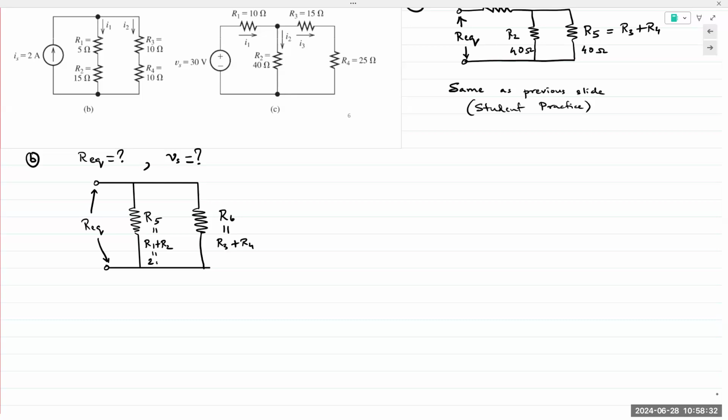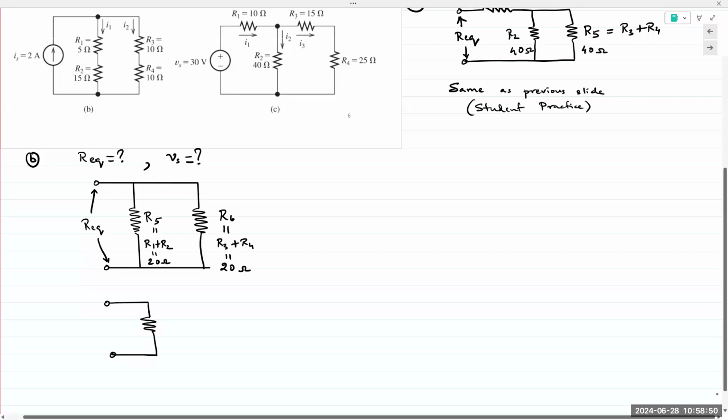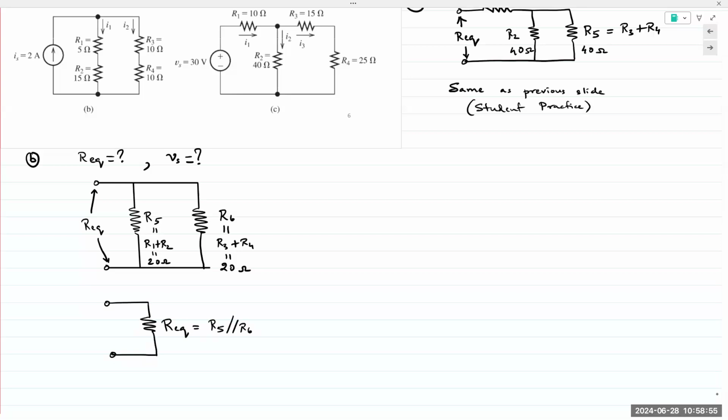This gives me 20 ohms. So does this. Okay, both of them are 20 ohms. 20 in parallel with 20. My Req is simply 10 ohms. Right? If you have multiple resistors, all with the same value R, equivalent resistance is R divided by N.